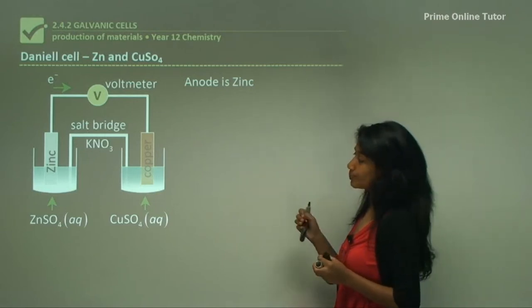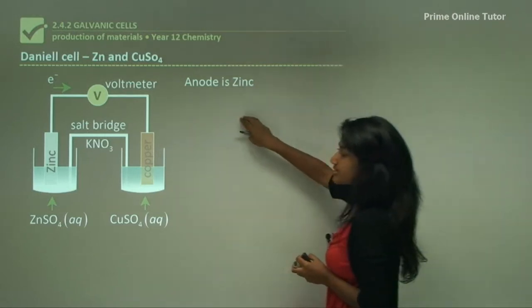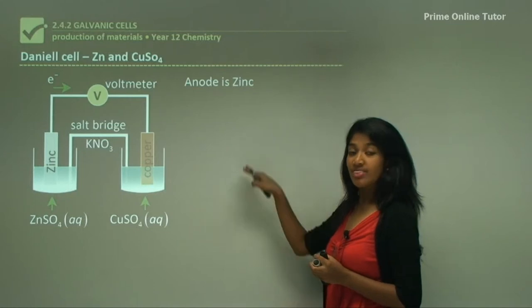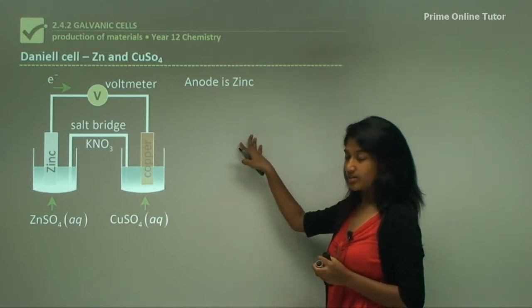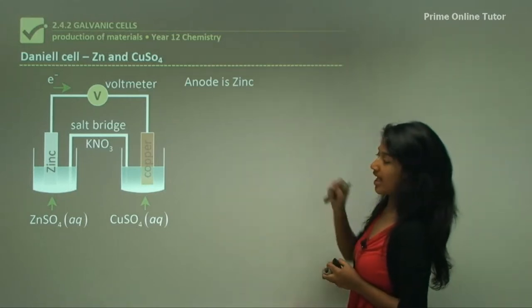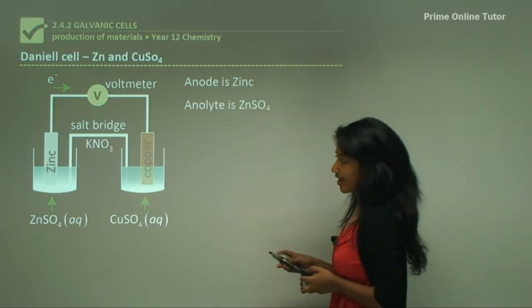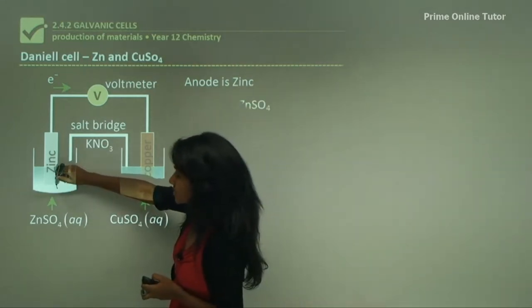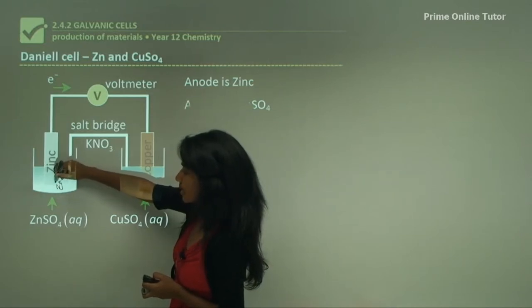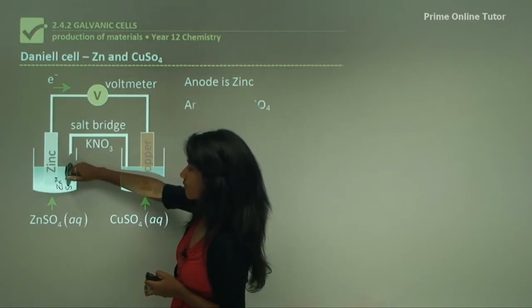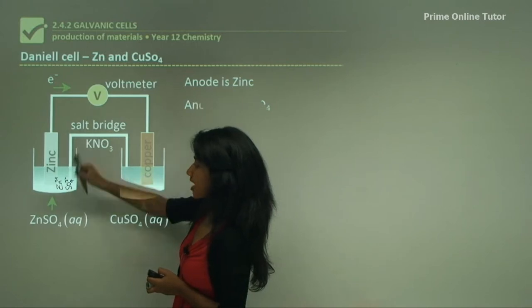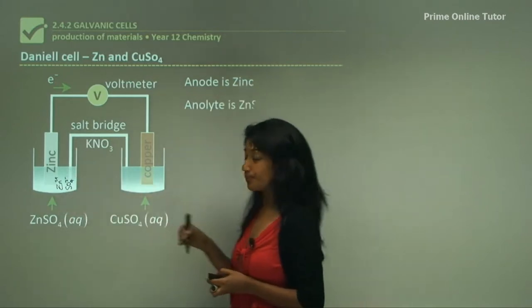periodic table. And here you can see that zinc is above copper. That means zinc is more reactive, so zinc is going to be the anode. Therefore, the anolyte is zinc sulfate, as you can see. So that means zinc 2+ ions and sulfate 2- ions are going to be in this solution.